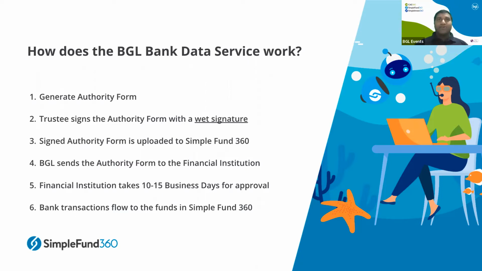The first part of the process with the BGL Bank Data service is to generate an authority form. Now is a really good time to be generating those authority forms, which is why we've scheduled this webinar for this particular time. The authority forms need to be physically signed by the client with a wet signature. It does need to be physically signed, not digitally signed. Unfortunately, most of the banks don't accept digital signatures, so it does need to be physically signed.